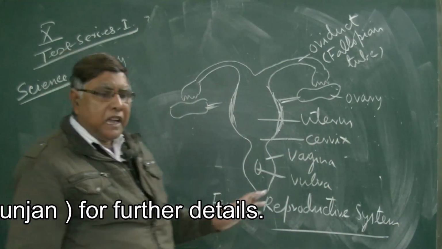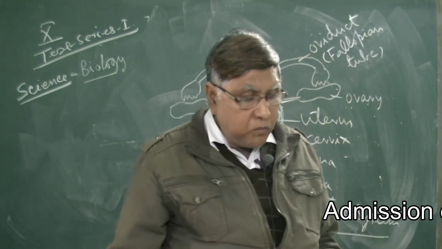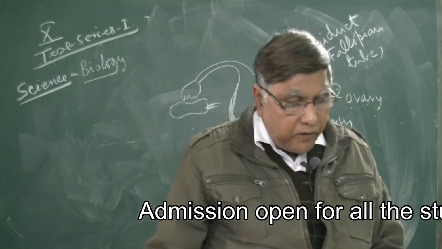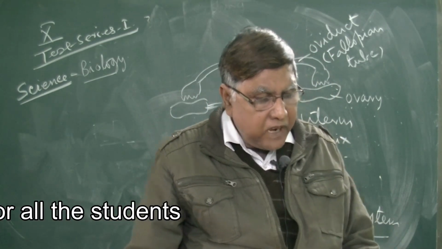So, this is the diagram, a rough diagram or diagrammatic representation. You can also draw with your books, no problem. Draw a diagram of the female reproductive system. Write the important function of ovary and oviduct.